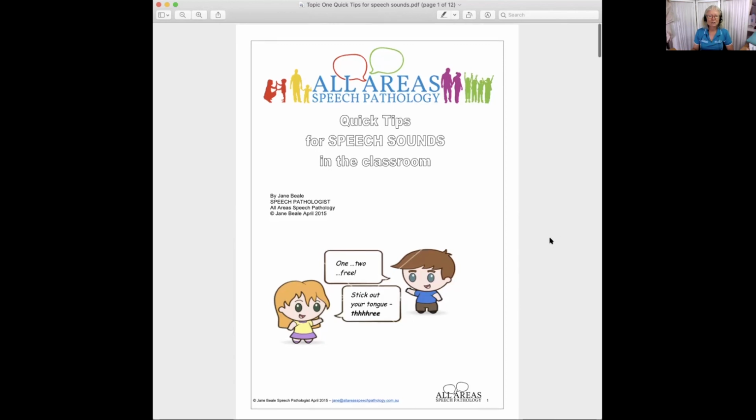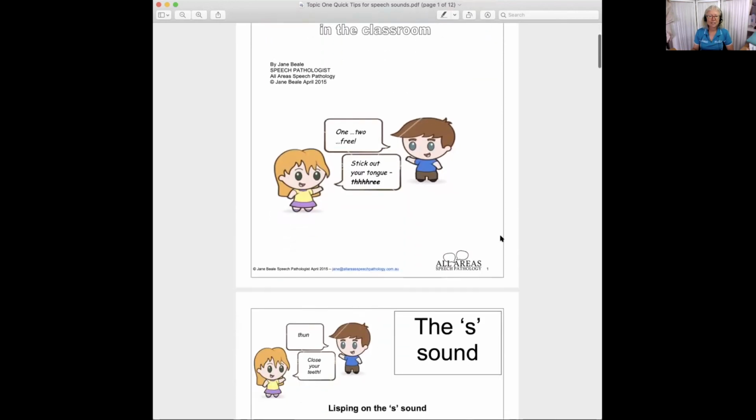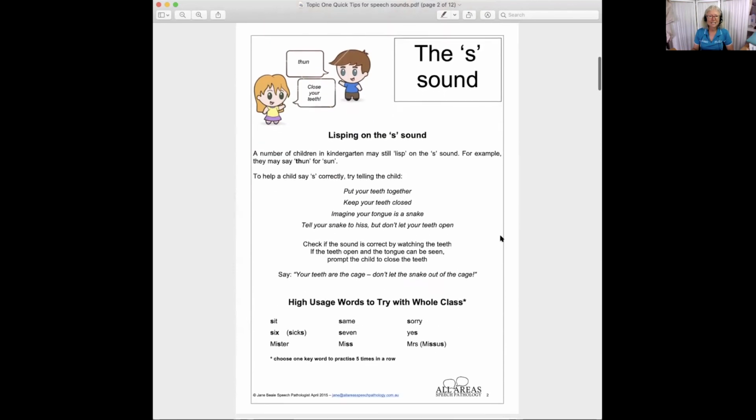But what I want you to have a look at now is if we go to the next page and we look at the S sound, I want you to be able to think about, just by doing this articulation course and having done topic 1, you can now look at something like this, a speech program or ideas for helping children with sounds, and you'll be able to think in ways that other people can't because they haven't got the new knowledge that you've got.